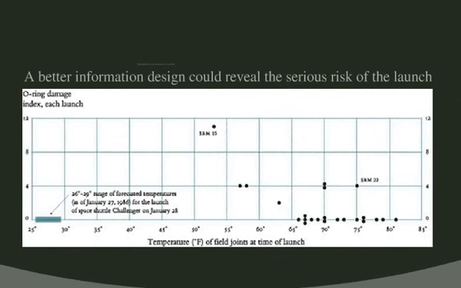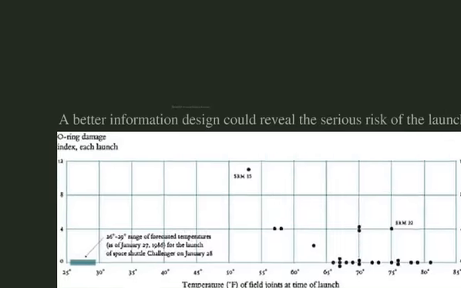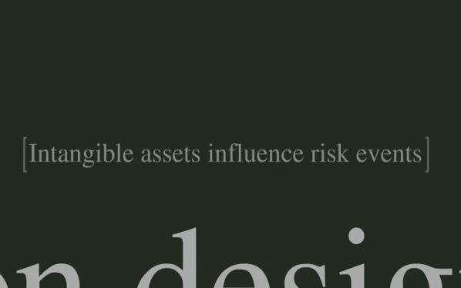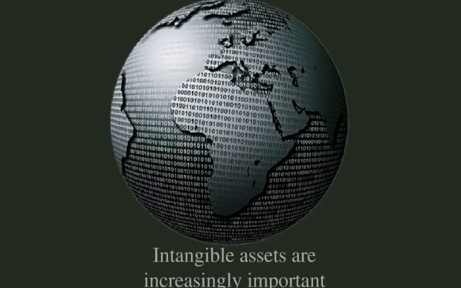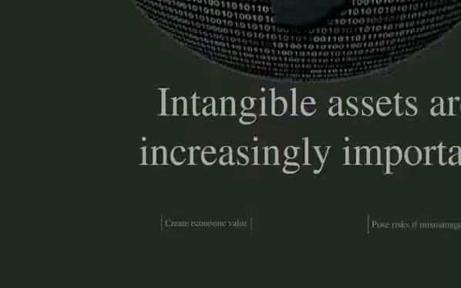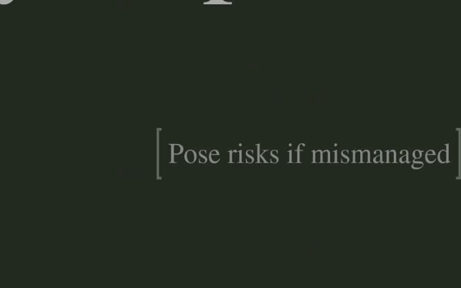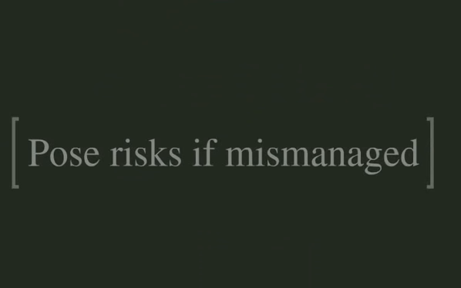This graph shows that the O-rings were damaged in every launch below 66 Fahrenheit degrees. The forecasted temperature for the launch was below 30 degrees. That's an excellent example of how intangible assets influence risk events. We live in a world where intangible assets are increasingly important, and they are important because they do create economic value. On the other hand, they also pose risks if poorly managed.